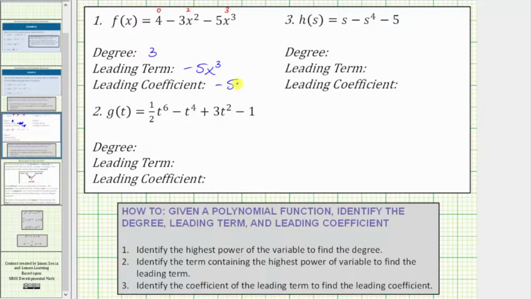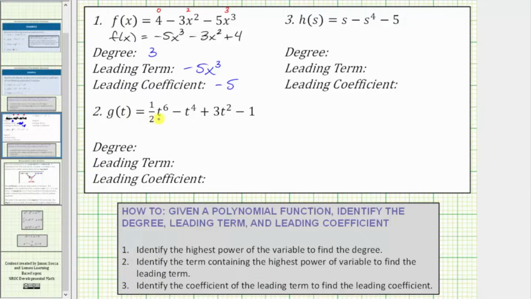Now I do want to mention one more thing. Often a polynomial is given in descending order, which means the terms are listed from highest degree to lowest degree. If we were to write f of x in descending order, we would have f of x equals negative 5x cubed minus 3x squared plus 4. One nice thing about having a polynomial in descending order is that we can determine the degree, the leading term, and the leading coefficient from the first term of the polynomial function, again as long as it's in descending order.